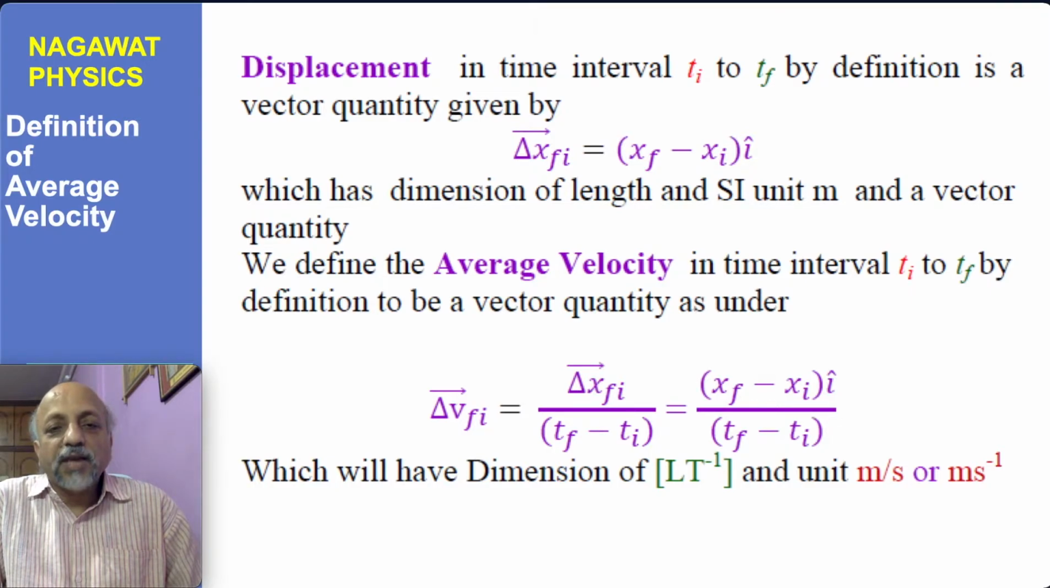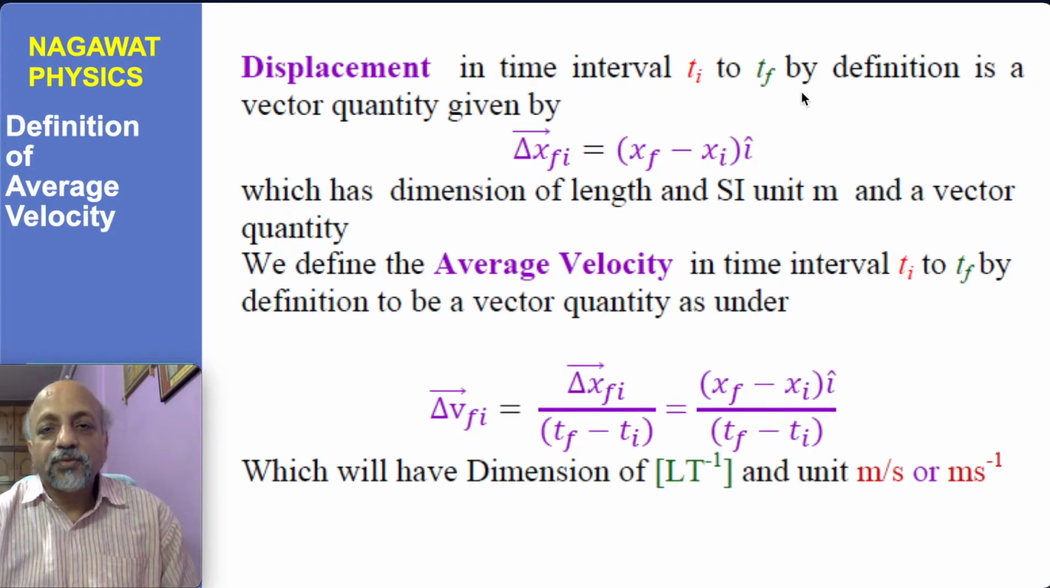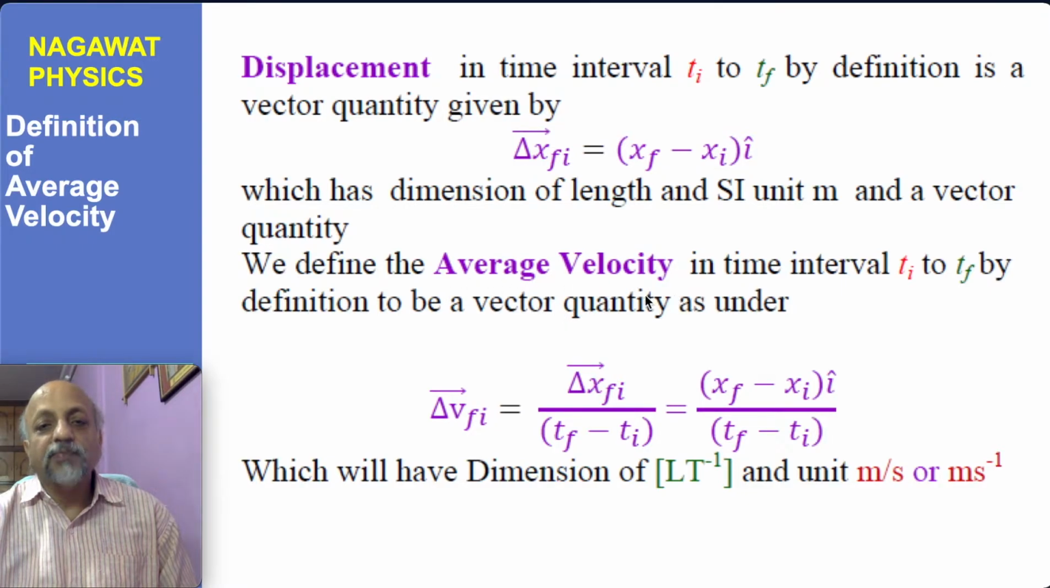So we define a new quantity for the interval ti to tf. By definition, this quantity will be called average velocity, and by definition average velocity for the time interval ti to tf, denoted by the symbol delta v fi vector, will be equal to the displacement delta x fi vector divided by the time interval tf minus ti.